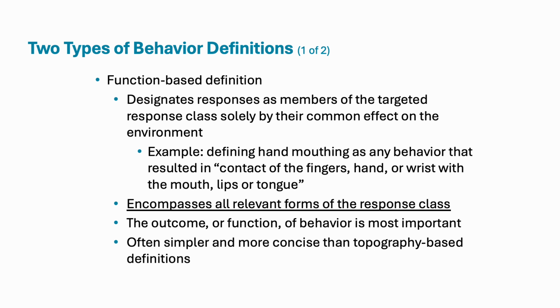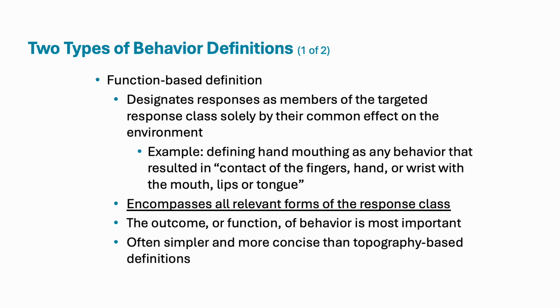An example of this would be to define hand mouthing as any behavior that results in contact of the fingers, hands, or wrist with the mouth, lips, or tongue. So I'm specifying it could be any part of my hand, any part of my fingers, or any part of my wrist touching my mouth, my lips, or my tongue. I don't have to worry about thinking of all of the possibilities of topographies of this behavior, because this function-based definition is including all of those topographies.